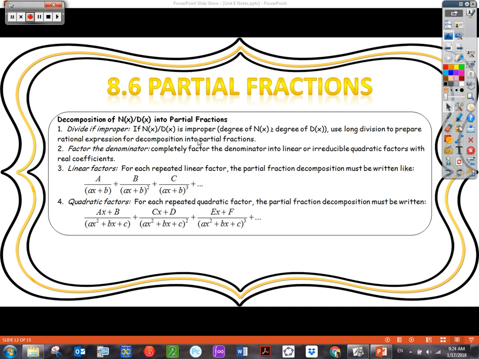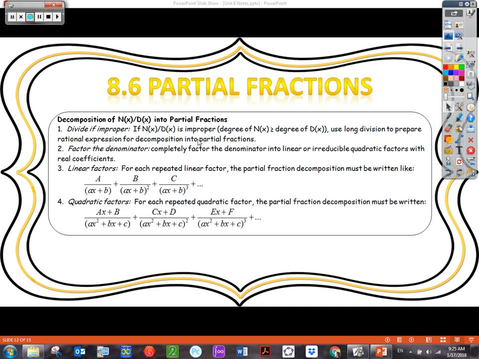Calculus 1, calculus 2. Calculus 1 does not really do partial fractions, calculus 2 does. So AB calculus is just calculus 1, BC calculus is calculus 1 and calculus 2. Okay, so in Cal 2, we do partial fractions. So let's look at what is involved.